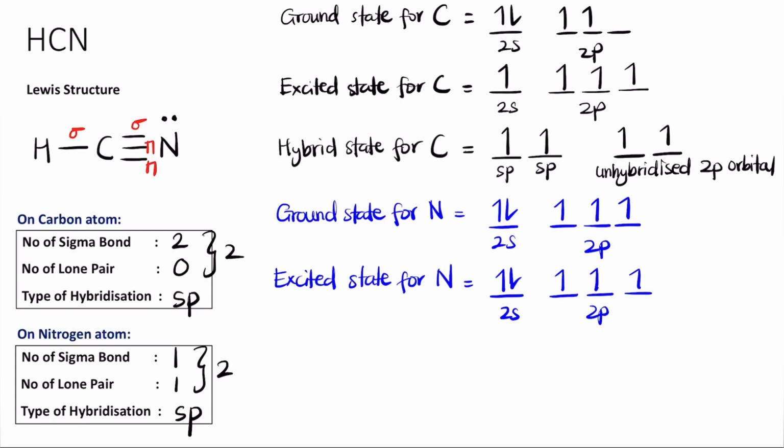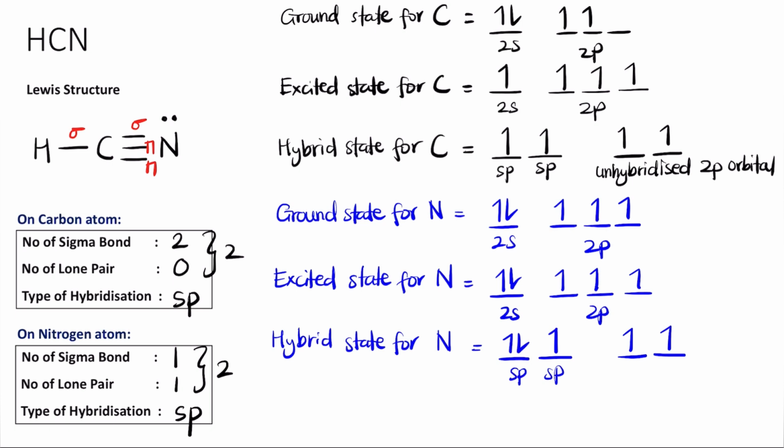Next, for hybrid state for nitrogen, kita hanya perlukan 1 sigma bond dan 1 lone pair. Saya ambil 1 lone pair dan 1 sigma bond. Dia akan jadi sp hybrid. Ada 1 lone pair dan 1 sigma bond. And then another 2 adalah pi bond. Kita akan label dia sebagai unhybridized 2p orbital.